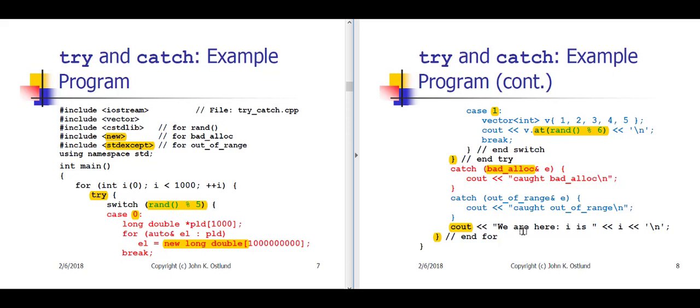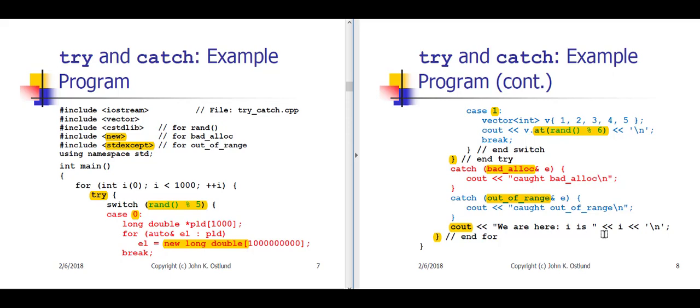Now, unfortunately, approximately 1 time out of 6, we're going to end up here with an index of 5, and of course an index of 5 is out of range, and that's going to throw an out of range error. We'll find ourselves in this catch block, and we'll display the message caught out of range. Because we have this catch block, the program does not crash. We say we are here, i is whatever it is, and we go back to the for loop.